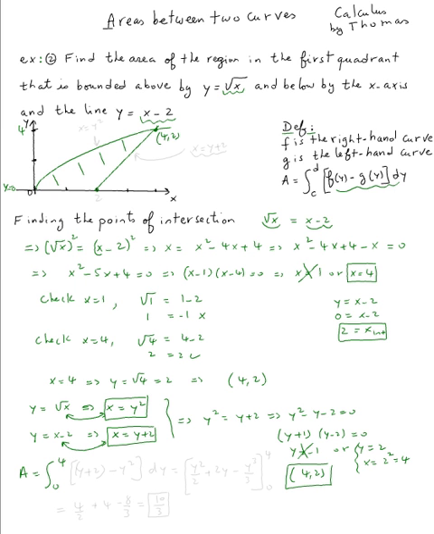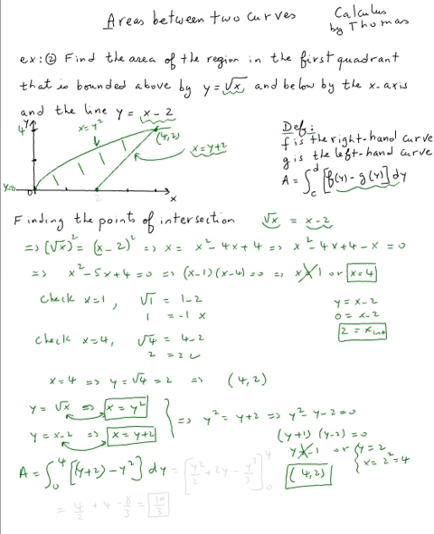And then we need f of y. We need the function on the right side, which is x equals y plus 2. Remember we solved for x. So y plus 2, this is what we mean by f of y, minus the left one. In this case, this is y equals square root of x. If we solve for x, we get x equals y squared.